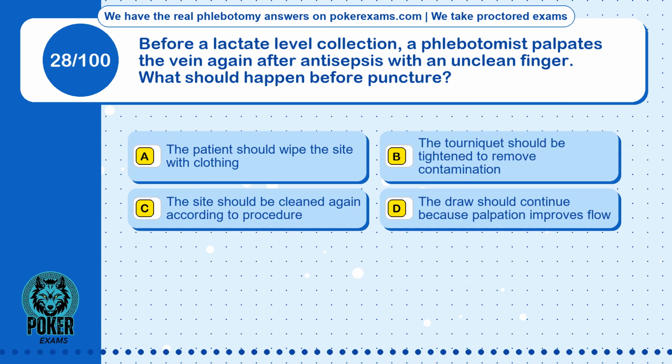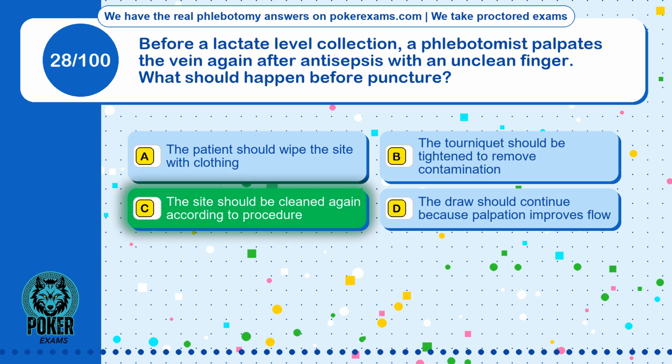Question 28. Before a lactate level collection, a phlebotomist palpates the vein again after antisepsis with an unclean finger. What should happen before puncture? Option A. The patient should wipe the site with clothing. Option B. The tourniquet should be tightened to remove contamination. Option C. The site should be cleaned again according to procedure. Option D. The draw should continue because palpation improves flow.